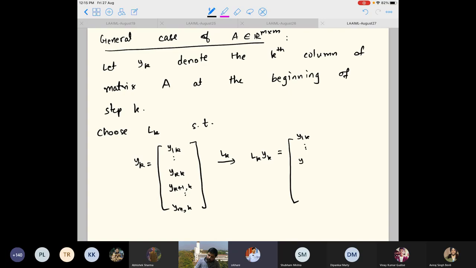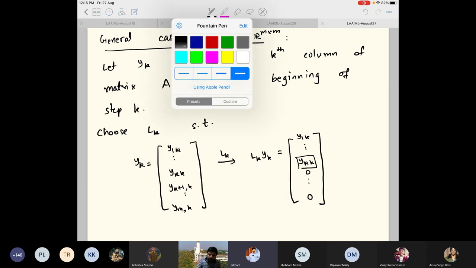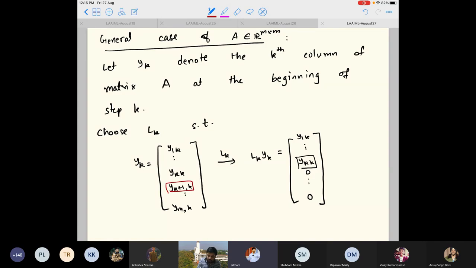Y1k up to Ykk, these entries are not zero, and all other entries below the diagonal entry in the kth column, so the diagonal entry is Ykk, all the entries below this should become zero, right? That's what I want to do. And how will I construct this Lk matrix? In order that these entries are all converted to 0, this is going to 0, so on and so forth, this is also going to 0, I will use the Ykk entry, right? So to do this, how do I construct?